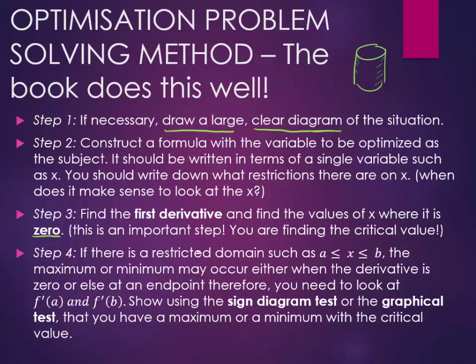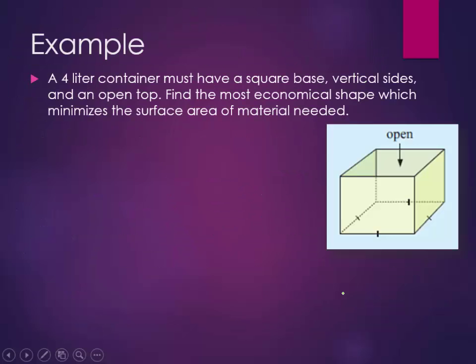You've done it before. If there is a restriction to the domain, such as a is less than or equal to x, which is less than or equal to b, the maximum or minimum may occur either inside those two restrictions or at those restrictions. Okay? May occur either when the derivative is 0 or else the endpoints. Therefore, you need to look at f prime of a and f prime of b, show using the sign diagram or the graphical test that you have a maximum or minimum at those critical values. Let's do an example.